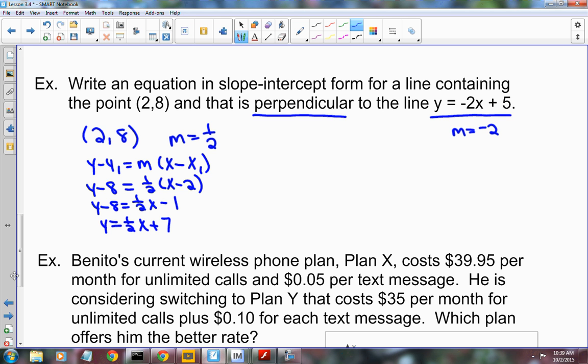And I get y equals 1/2 x plus 7. What if this had been parallel? It would be the same slope, right? It would be the same slope, so I would use the slope of -2. Okay? If it's perpendicular, I have to use the opposite reciprocal.